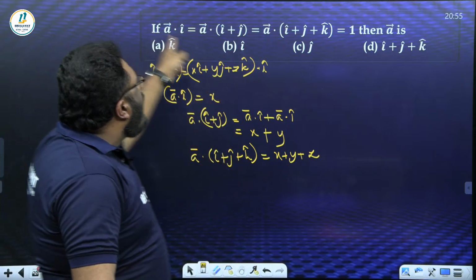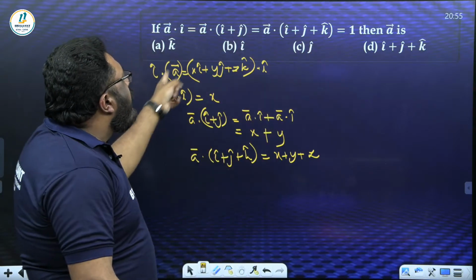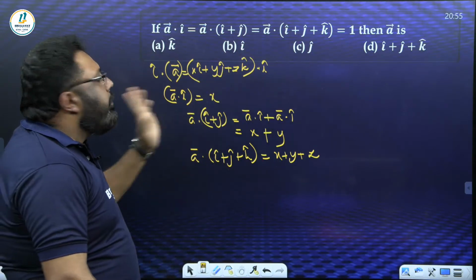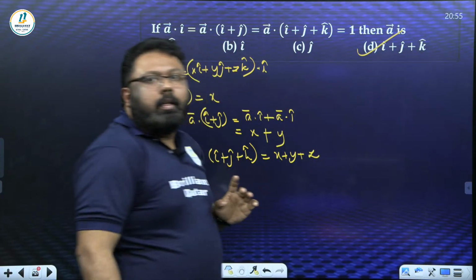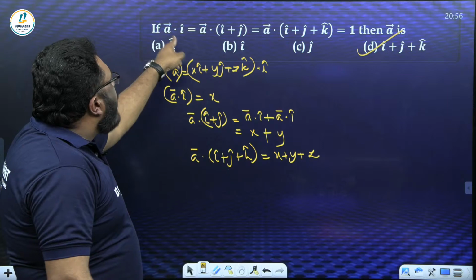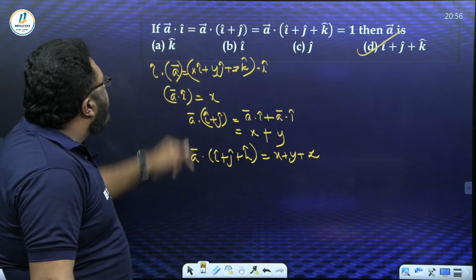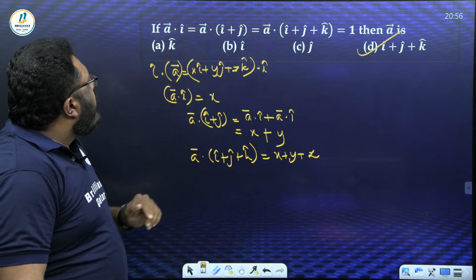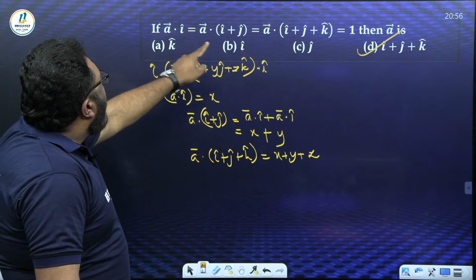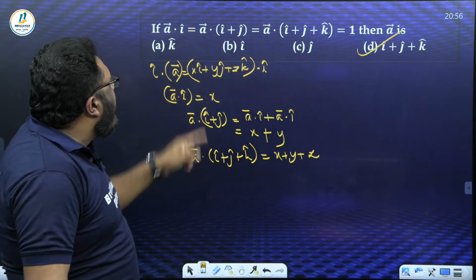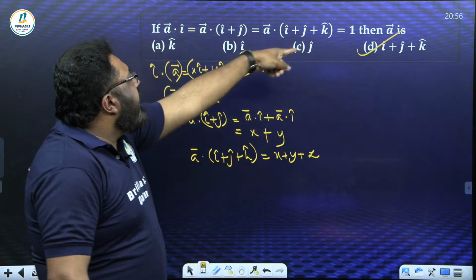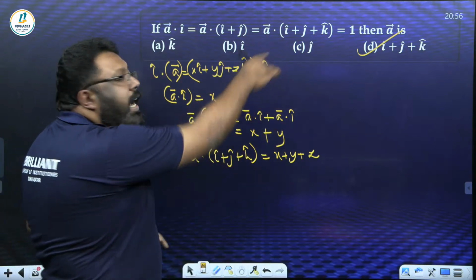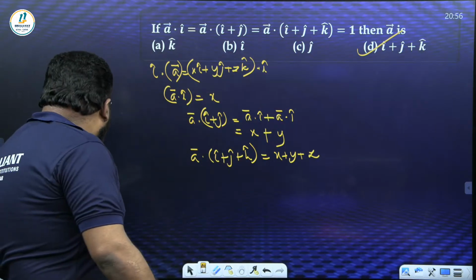Can you please look at the 4 options and conclude which is going to be the best answer here? Yes, if A is i plus j plus k, A dot i is 1. A dot (i plus j) is 2, A dot (i plus j plus k) is 3. So it's again 1, 1, 1, because the right hand side 1 is going to cancel. So the answer is i plus j plus k.